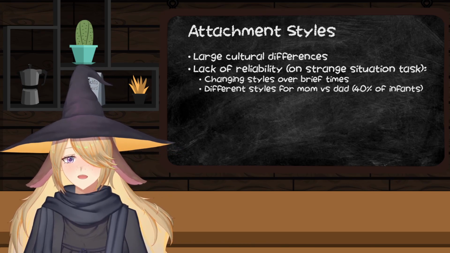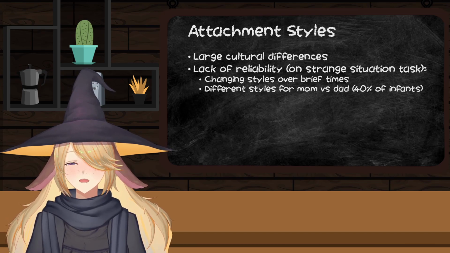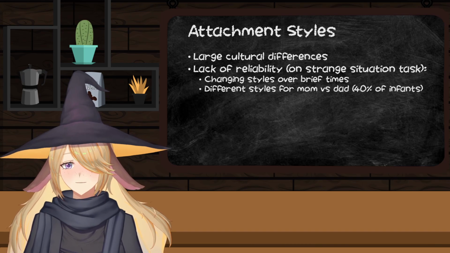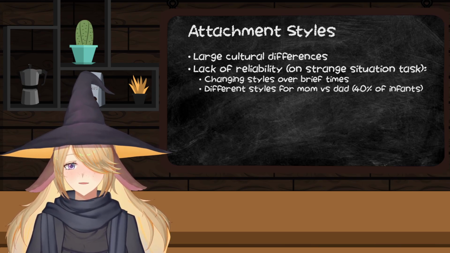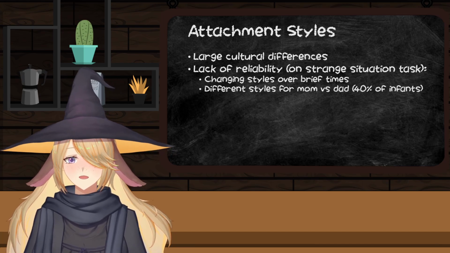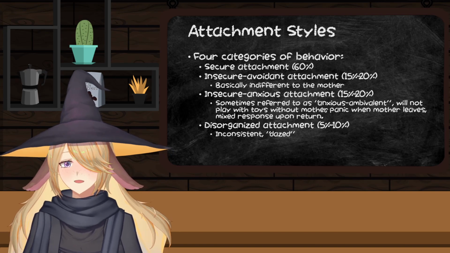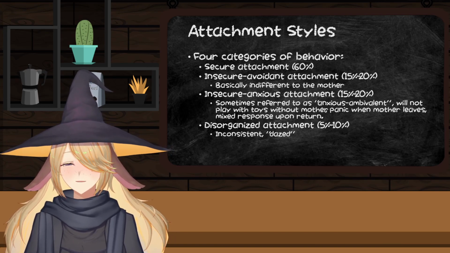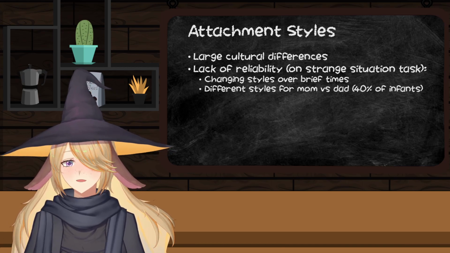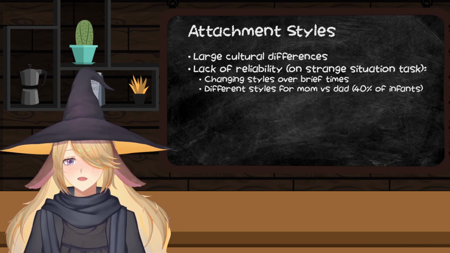Now, again, there is an enormous amount of cultural difference here and a lack of reliability in the strange situation task. It turns out that kids tend to change their styles over very brief periods of time. So a child who is tested and shows a secure attachment style might, tested 2 or 3 weeks later, show an insecure style, and vice versa. Kids develop very rapidly, and so it's hard to sort people into these hard categories.